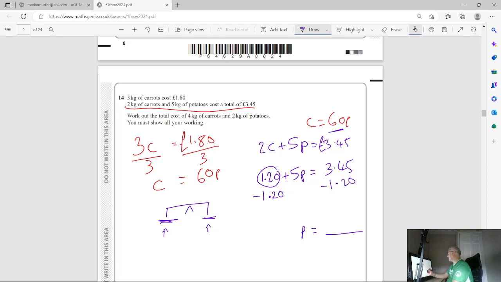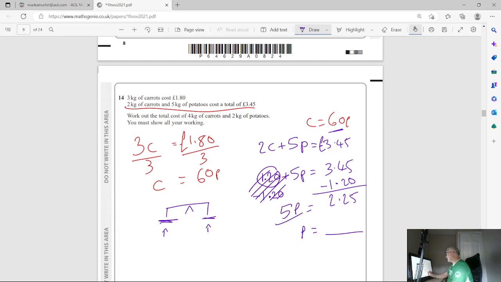So taking £1.20 off each side, that's going to make 0, and it's just going to leave me 5 lots of potatoes, and we'll know how much they cost. £3.45, take away £1.20. If I take £1 away, that gives me £2.45. And if I take 20p away, that gives me £2.25.